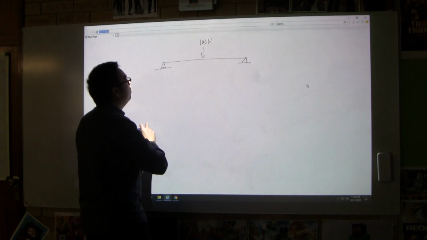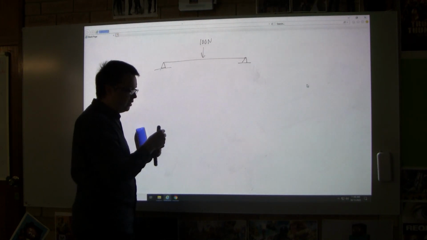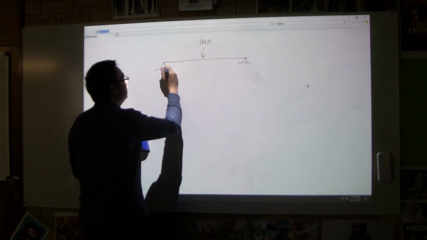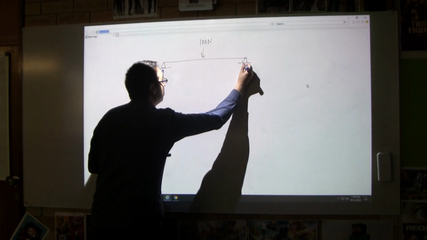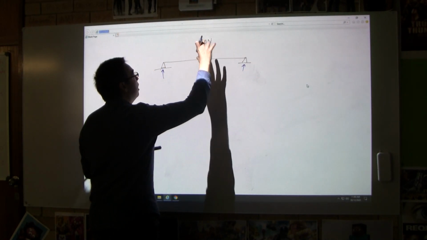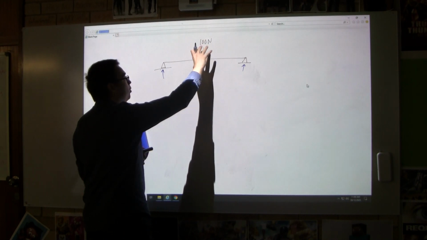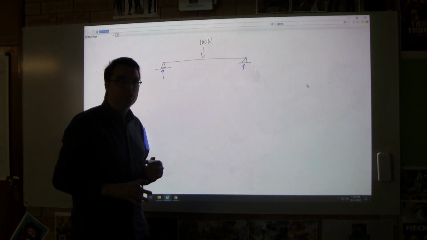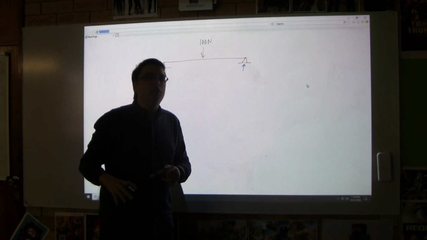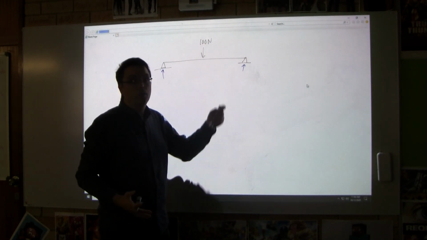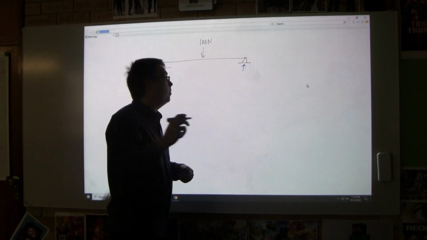Okay, you correctly identified that in this case, for every force there's an equal and opposite reaction. If this 100 newtons is going to stay where it is and not break, it means that if we have 100 down, we have to have 100 also going up.